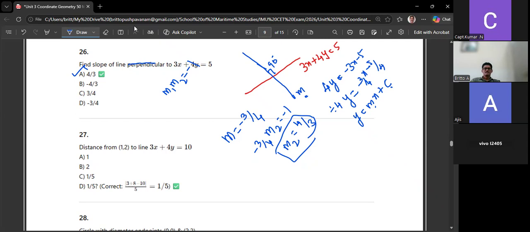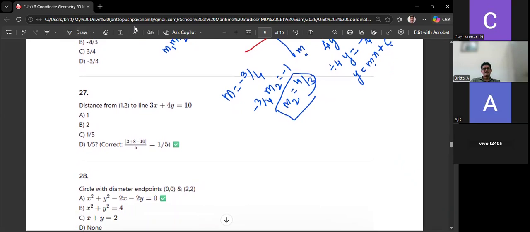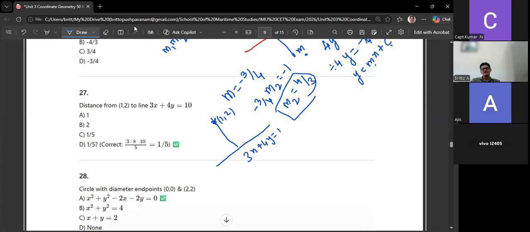Right. So question number 27. It's the last question that we will do. Distance from the point 1 comma 2 to the line. See, here is a distance and this is a line. I told you this formula just two questions before. The point is 1 comma 2 and the line is 3x plus 4y equal to 10. So what is the perpendicular distance from the point to the line?